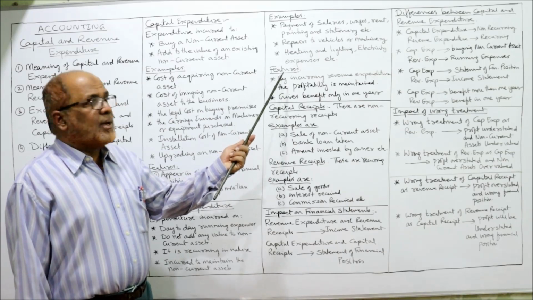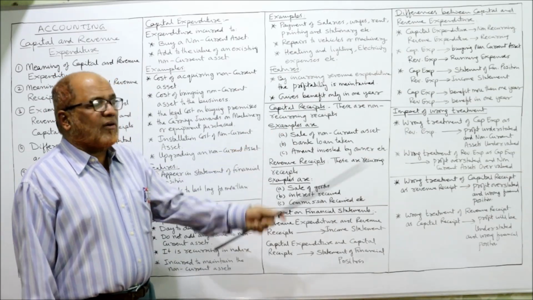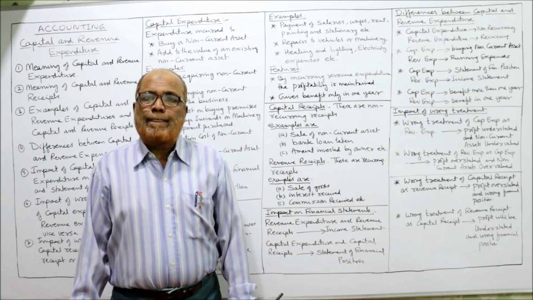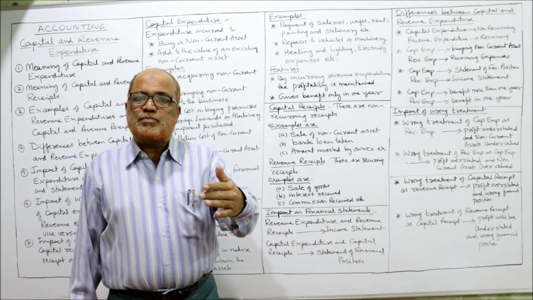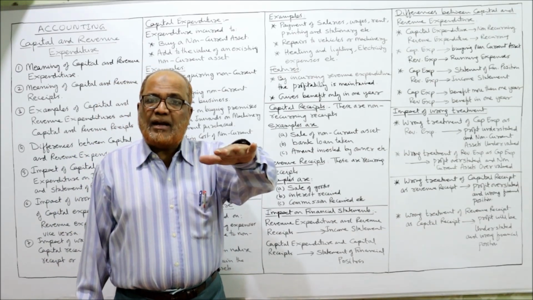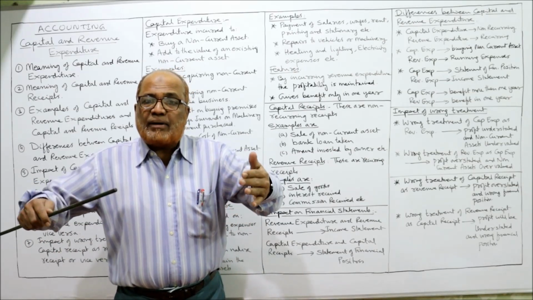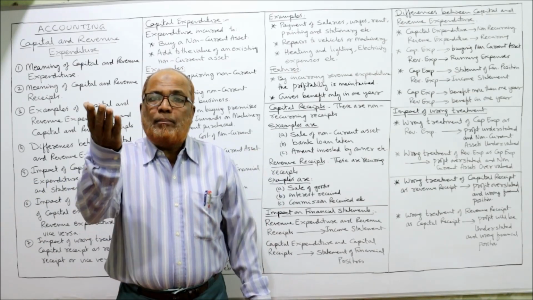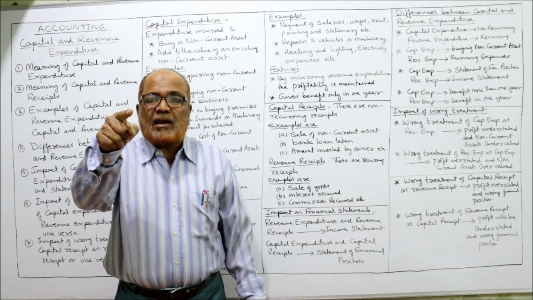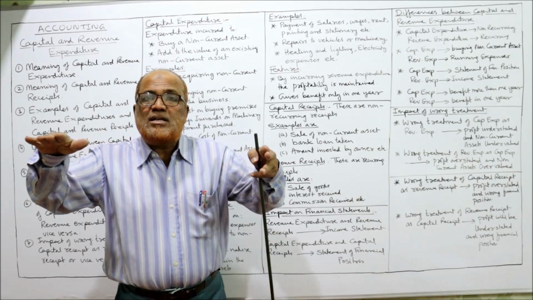Now, features. By incurring revenue expenditure, the profitability is maintained. By incurring this revenue expenditure, the profitability will be maintained. Otherwise, profitability will fall down. By incurring capital expenditure, the profitability may increase. But by incurring revenue expenditure, it will be maintained.